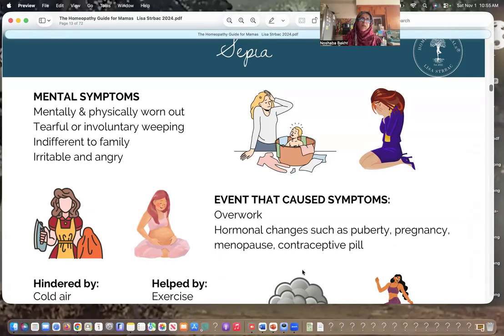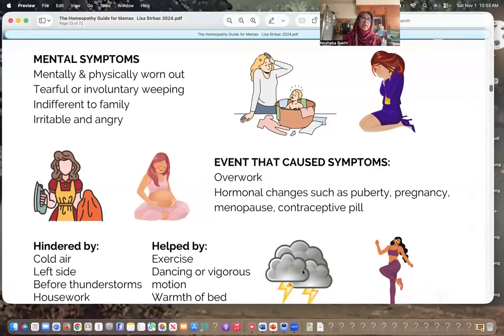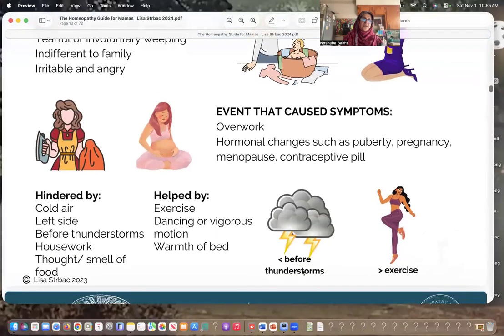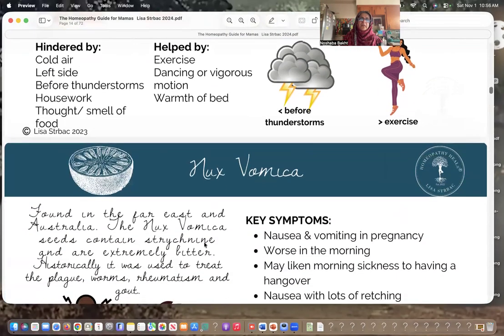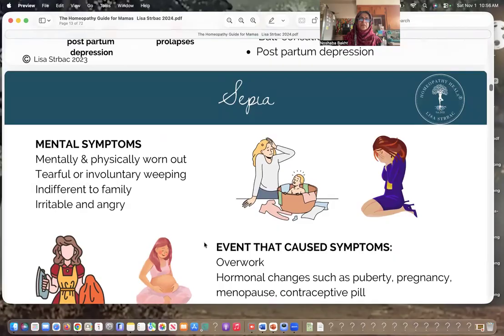They'll start crying involuntarily. They're indifferent to family and they're angry and irritable, not because they're bad women, but because their hormones are imbalanced, chemically imbalanced. They get very, very afraid of thunderstorms and they are not able to do the housework. The thought and smell of food really makes them feel sick. They are better with exercise and worse before thunderstorms. Dancing, vigorous exercise, they feel better. So these are good pictures for sepia.